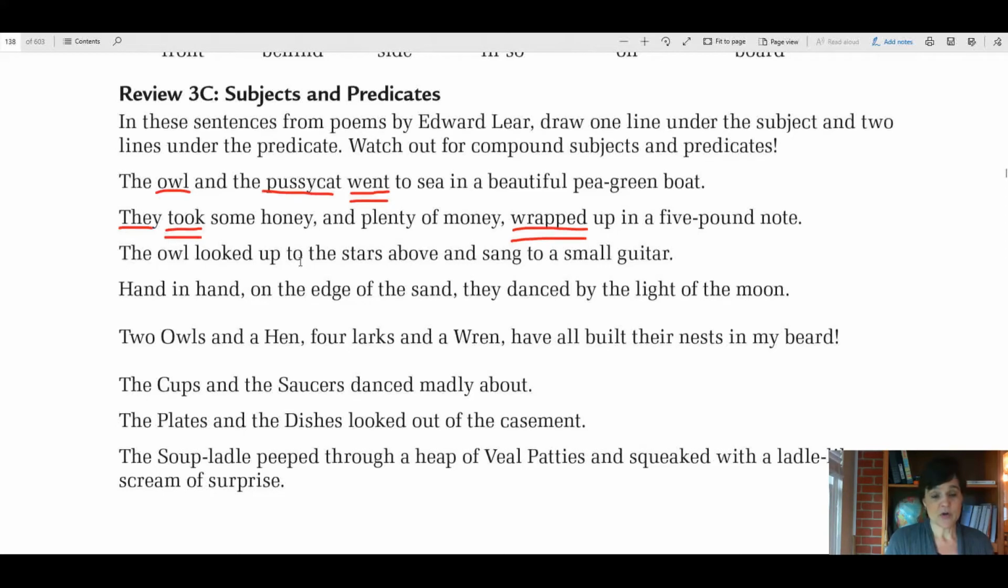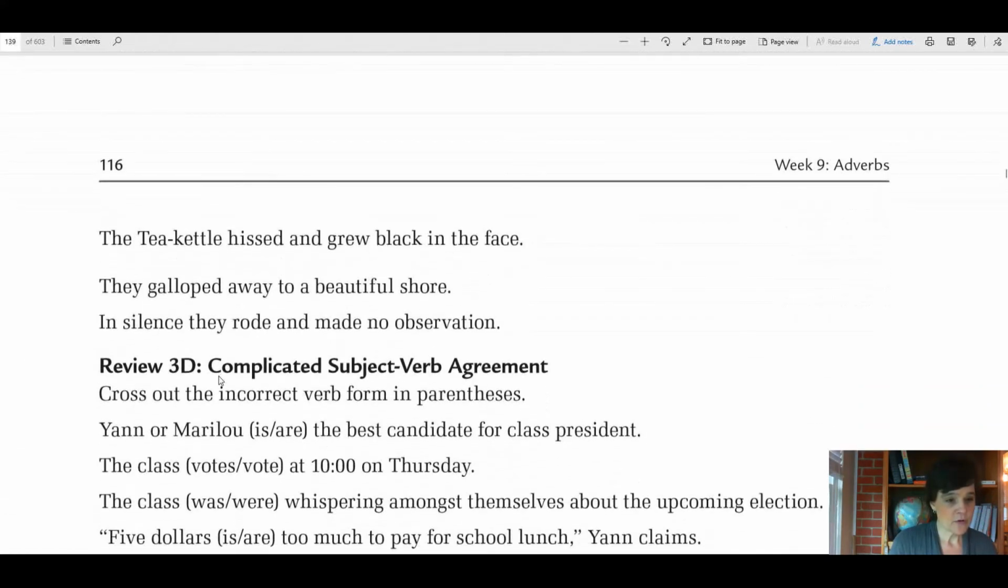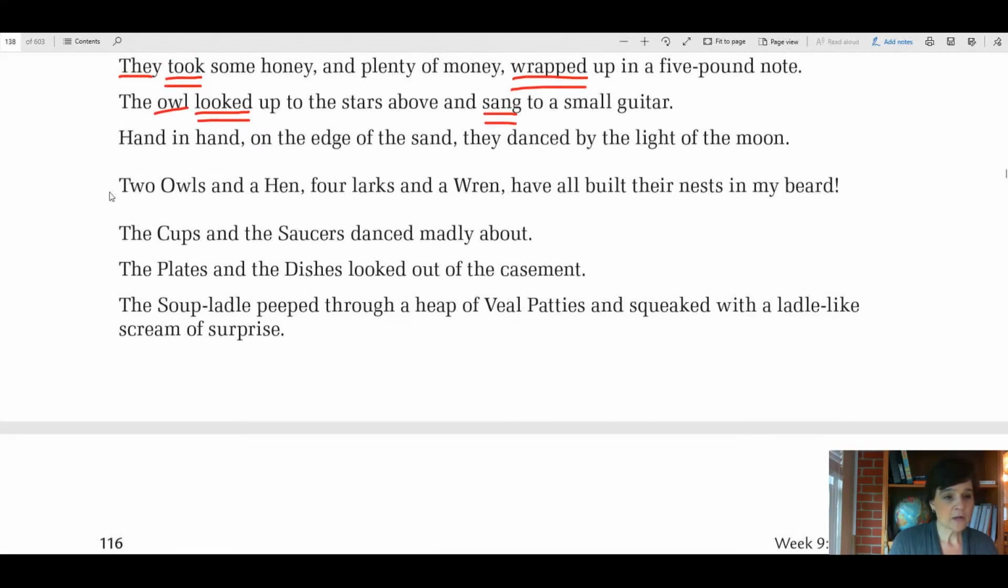The owl looked up to the stars above and sang to a small guitar. You see the verb or verbs? Looked. That's one verb. Is there any others? And when I say verb, it means it's the same thing as your predicate. Sang. That's a verb. Okay. So, who or what looked and sang? Owl. Okay, all right, so there's a few others. I'll do this one with you and then I want you to do the rest by yourself and just see if you can get them.